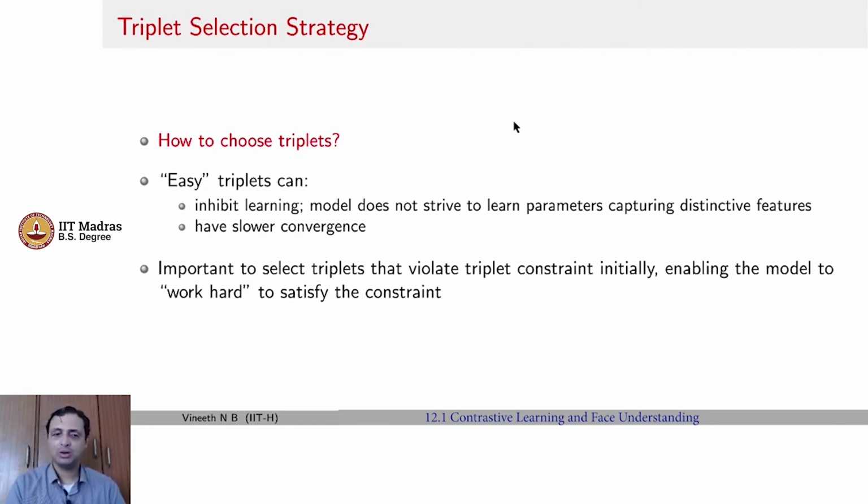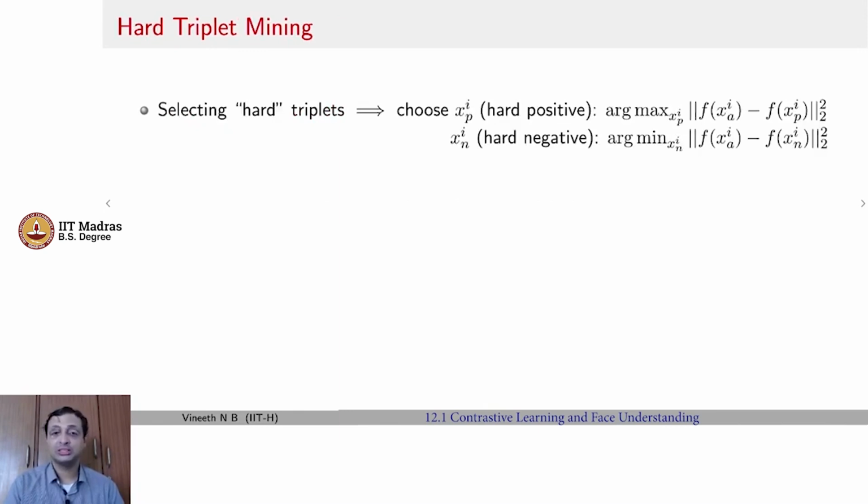So it may be important to select triplets that initially violate the triplet constraint so that the network learns, and eventually perhaps over time change the nature of triplets. So you could first choose what are known as hard triplets. Given a mini batch of triplet samples that you're going to use to train this neural network, you could choose only the hard positives and the hard negatives.